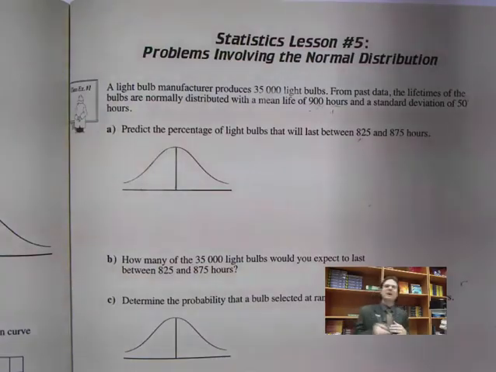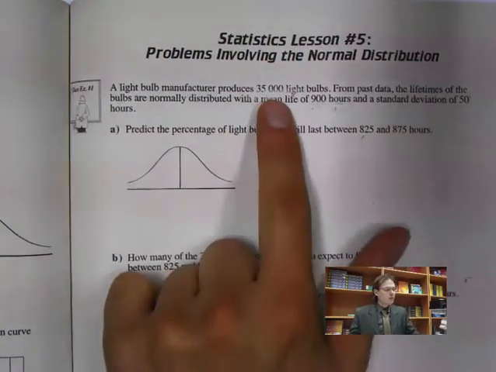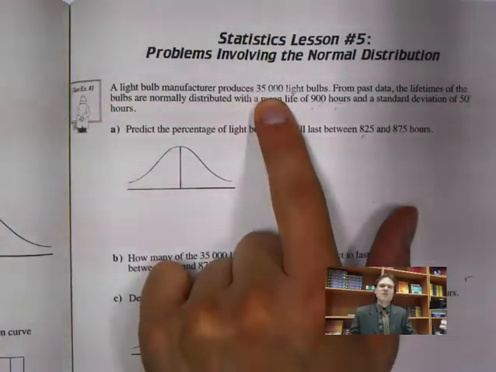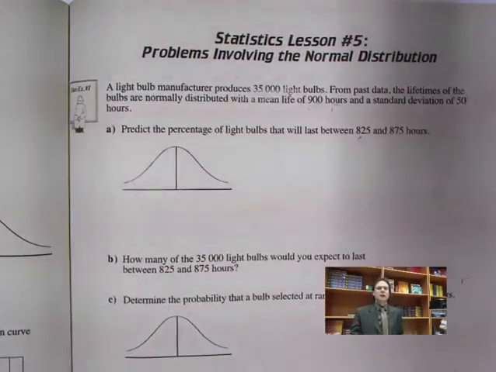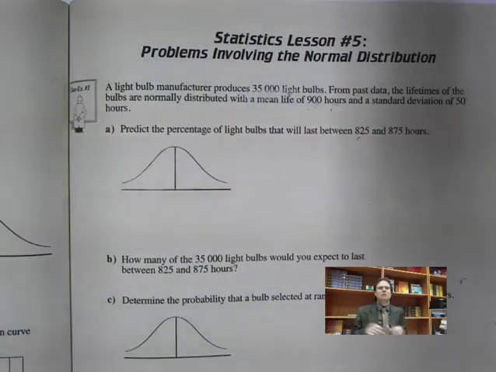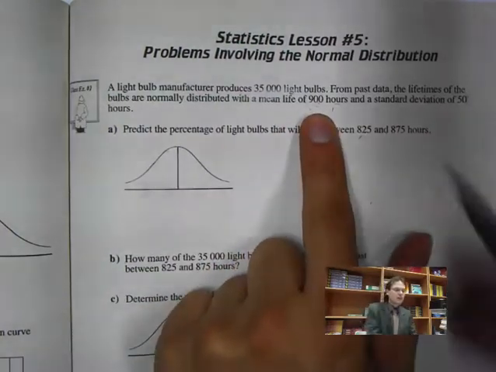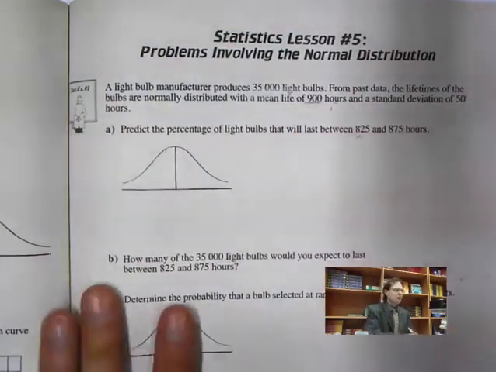Now, in business and factories, they constantly use distribution to figure out warranties and things like that. So here we go. A light bulb manufacturer produces 35,000 light bulbs. They have probably done research, because otherwise, if you don't know your product, you're not going to sell. They found out that the mean is 900 hours per light bulb.